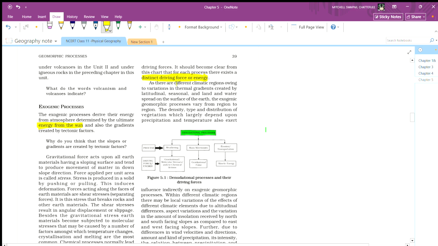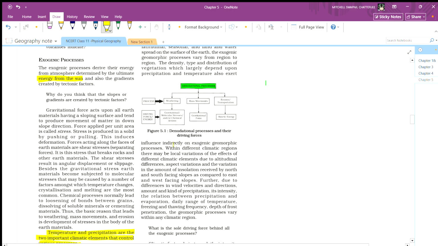As there are different climatic regions owing to variation in thermal gradient created by latitudinal, seasonal, and land and water spread on the surface of Earth, the exogenic geomorphic processes vary from region to region. The density, types and distribution of vegetation, which largely depend on precipitation and temperature, also exert influence indirectly on exogenic geomorphic processes.